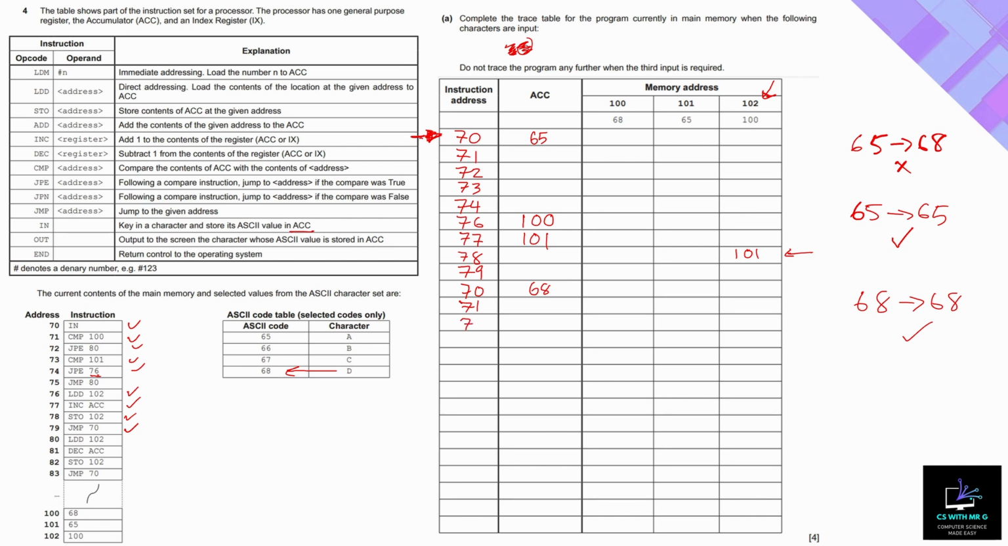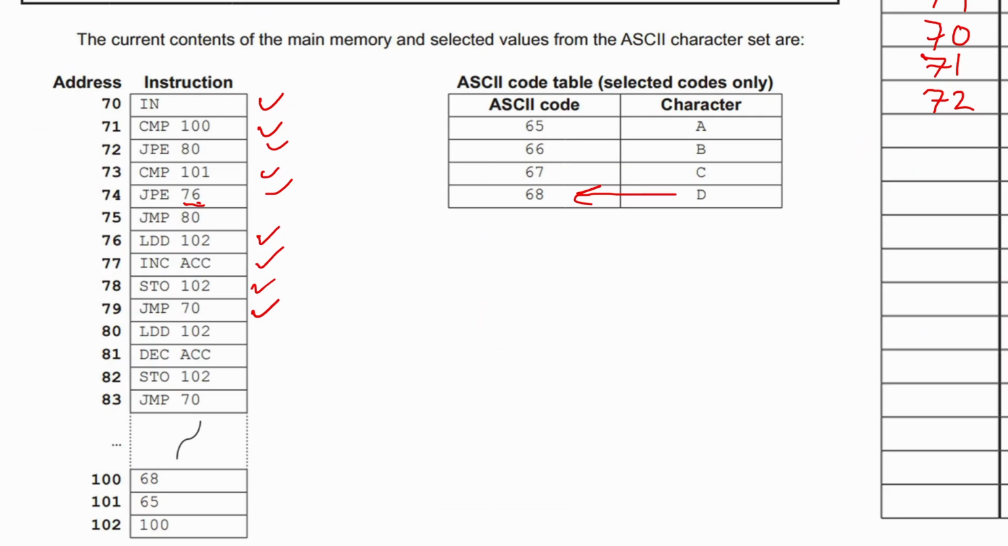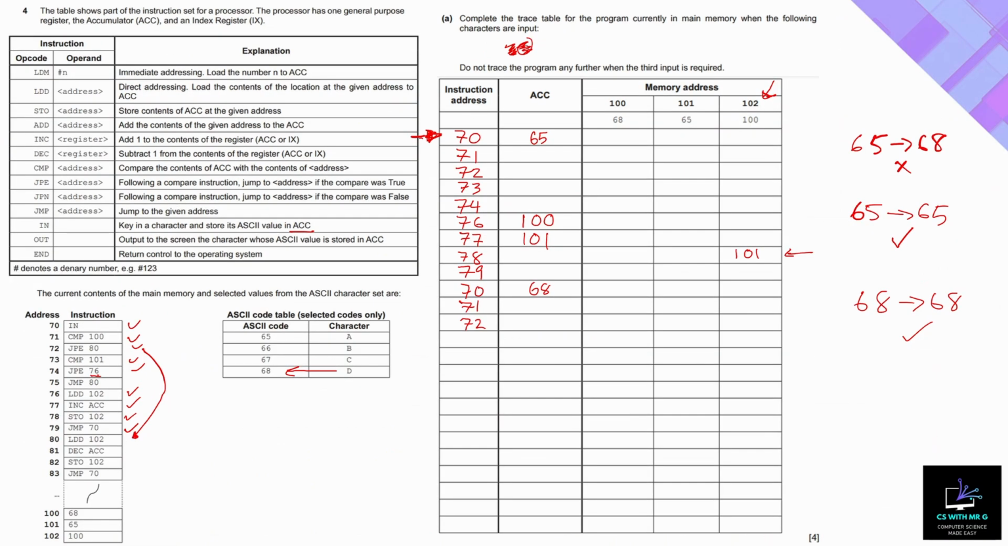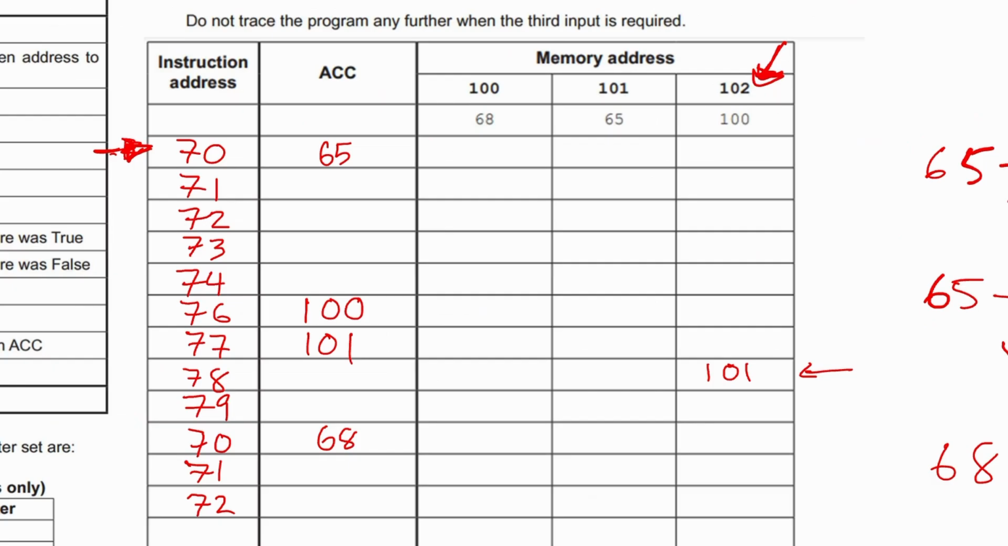We then go to line number 72, which was JPE 80. JPE means to jump if it was true. So this time it was true, and we are going to jump, literally going from here down to here as we are following a jump command. So LDD 102: LDD, direct addressing again, load the contents of the location, which is 102, which is here, and we're storing that in the accumulator. Now, please don't get confused. We're not storing this number, as we have overwritten this memory address with this number.